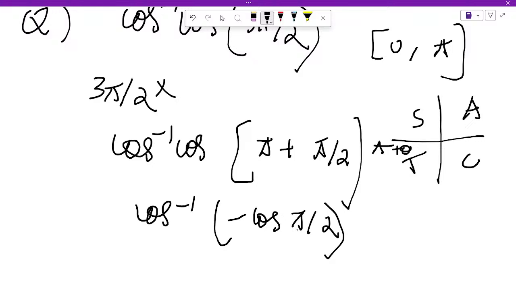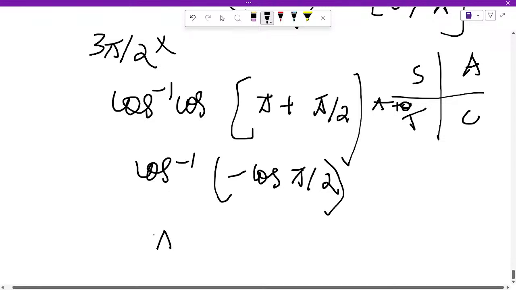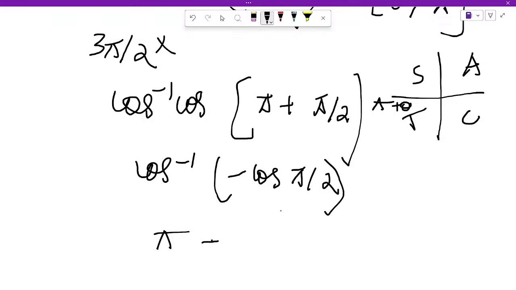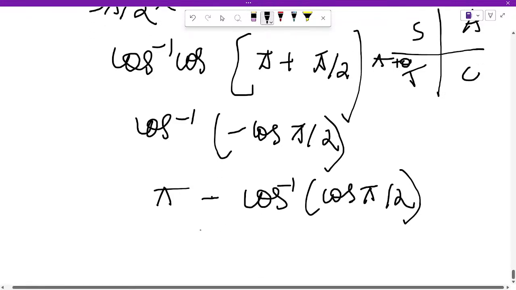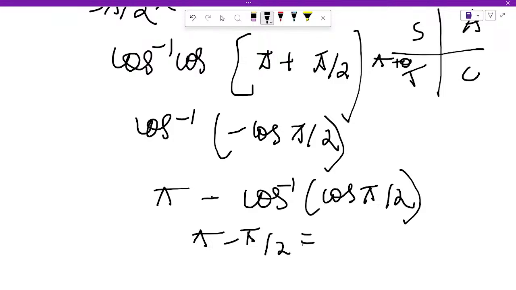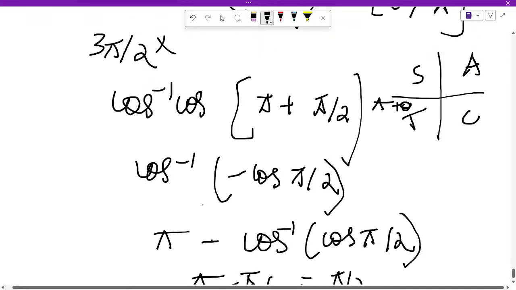We have learned that cos inverse of minus x is pi minus cos inverse x. That is pi minus cos inverse x. Here what is x? X is cos pi by 2. That is cos inverse cos pi by 2, right? So the answer will be like this. Pi minus pi by 2, it will be equal to pi by 2. This is a tricky question. Sure question for exams.